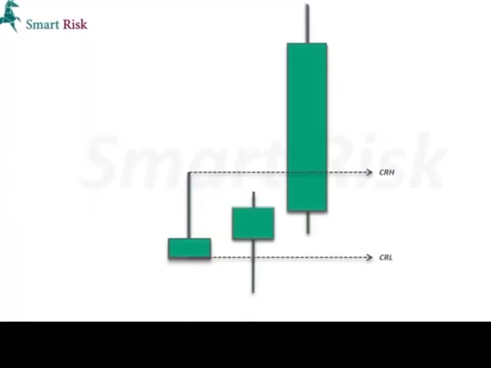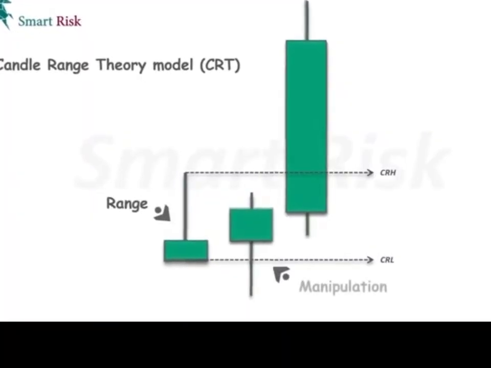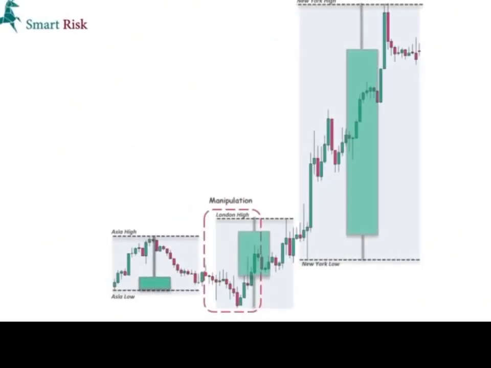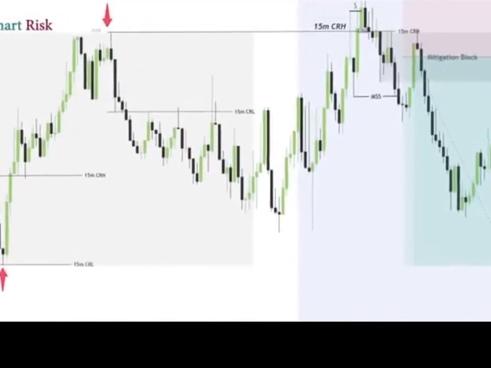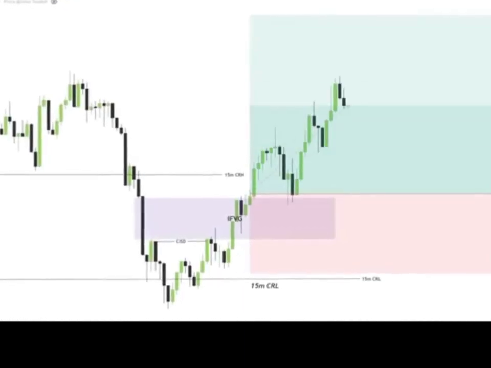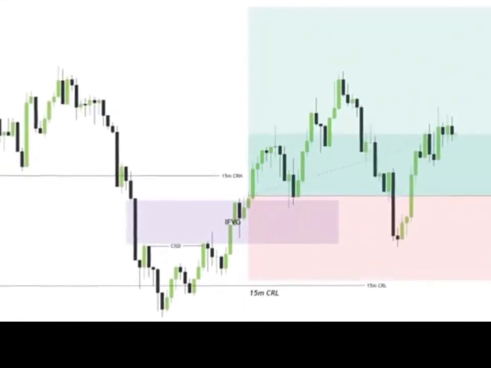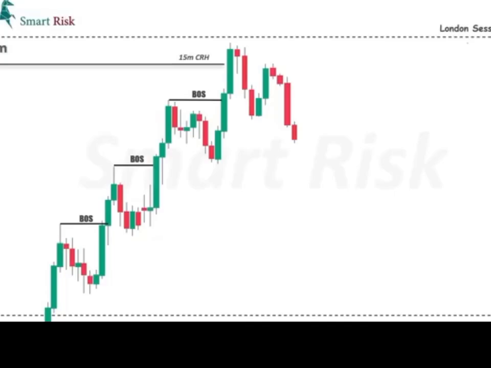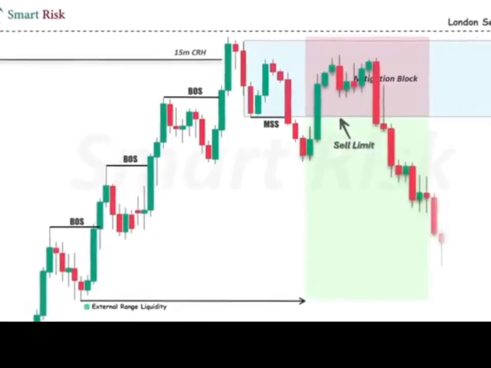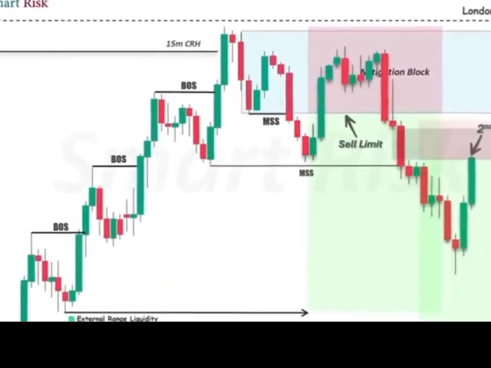In today's video, I'm going to break down the candle range theory model, an advanced trading model that has been kept hidden from most of the ICT and SMC community, yet has the potential to consistently deliver A+ setups. But this is not the basic CRT you've seen before. I'm going to show you a refined version of candle range theory, a model that allows you to identify the manipulation phase and align yourself with smart money instead of getting trapped by it.